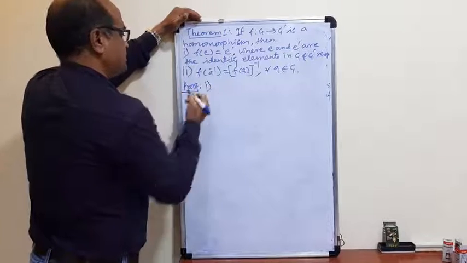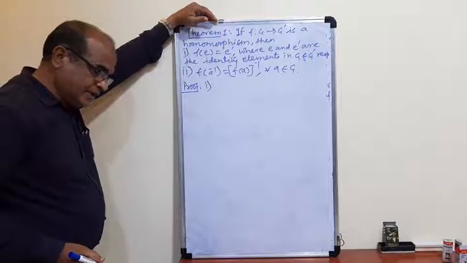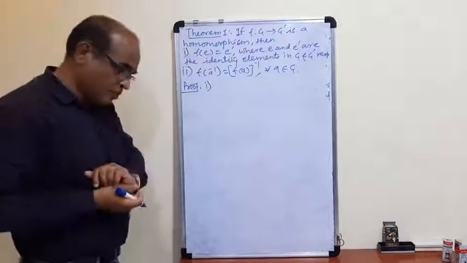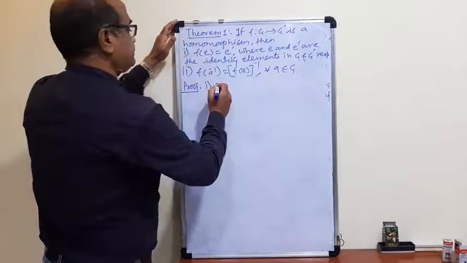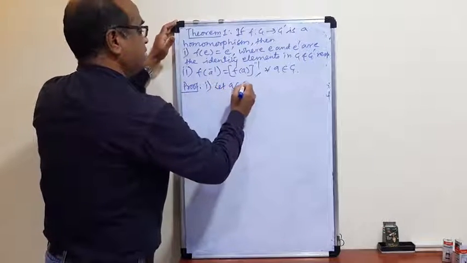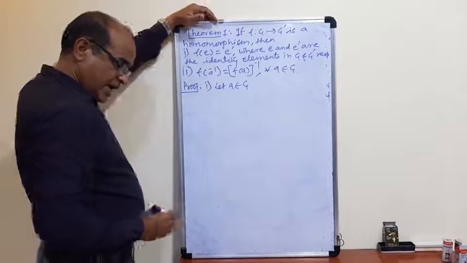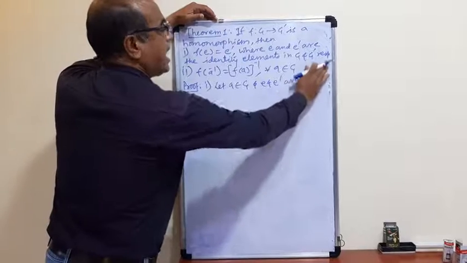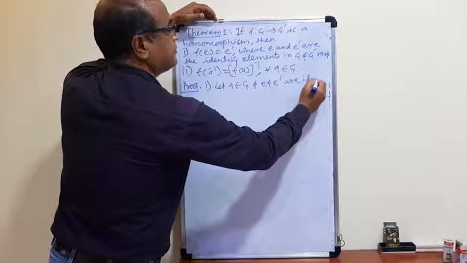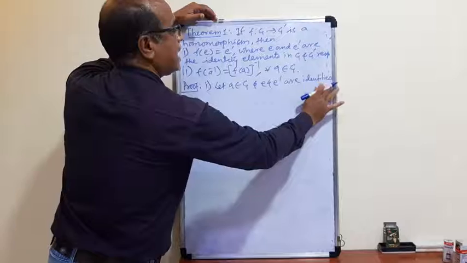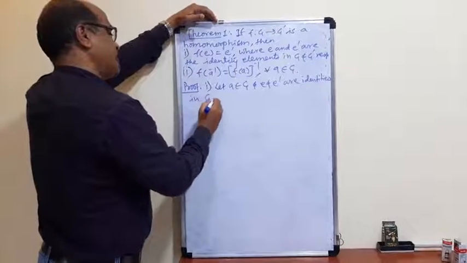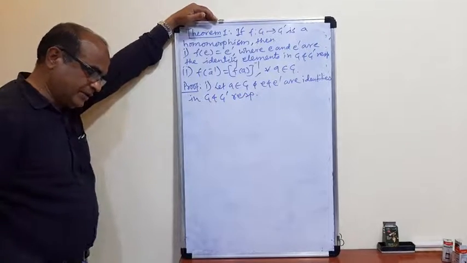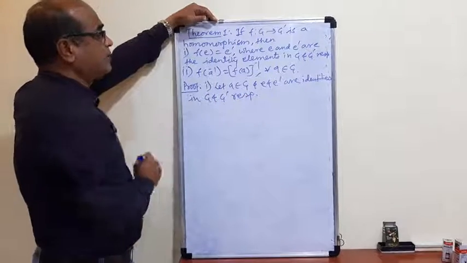So first part here. What is given? Let f from G to G dash be a homomorphism function. Let a be an element of G, and e and e dash are the identities in G and G dash respectively.